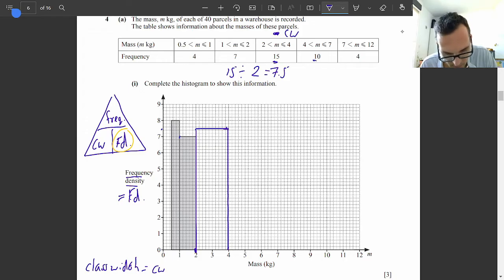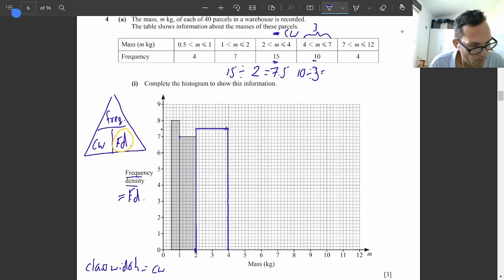Right, second one here. We need to take the frequency, which is 10, divided by the class width here, which is 3. So 10 divided by 3 is going to give us 3.3 recurring, isn't it? Yes, 3 and a third, 3.3.